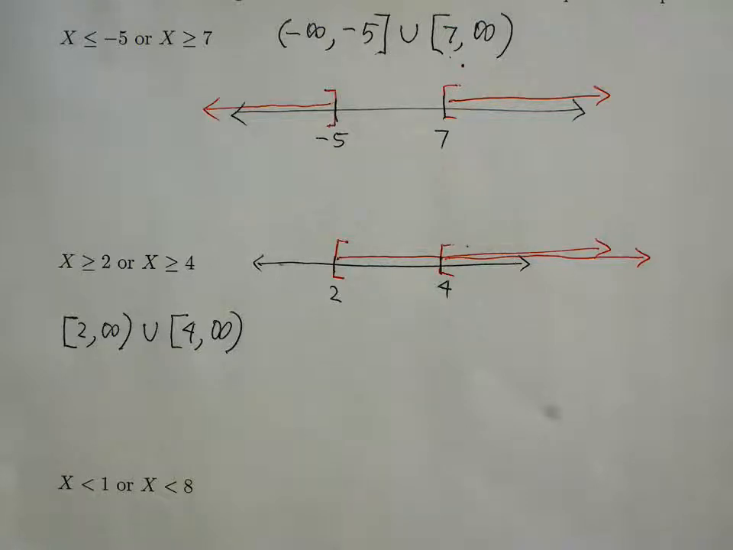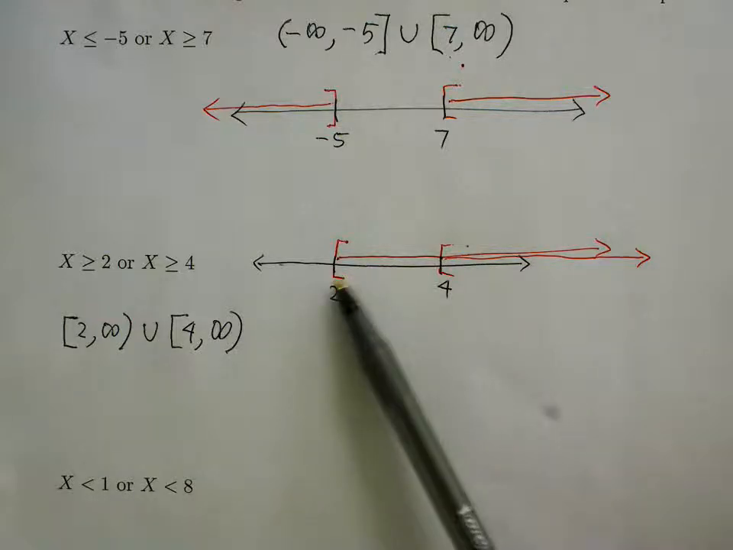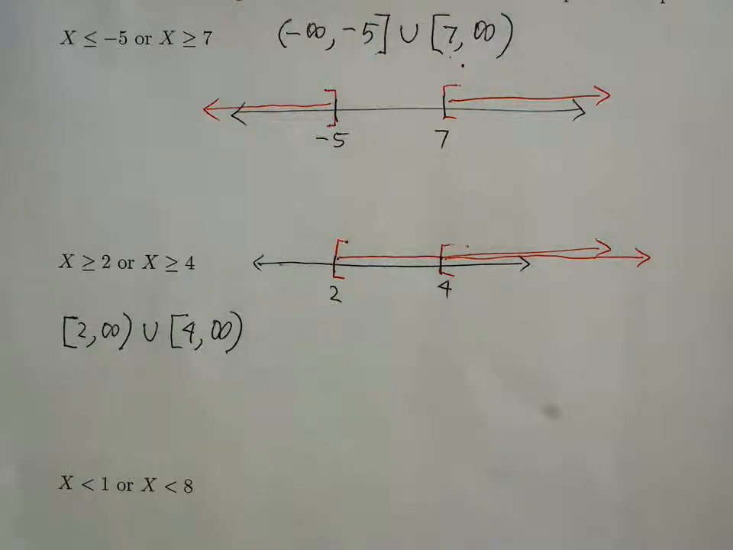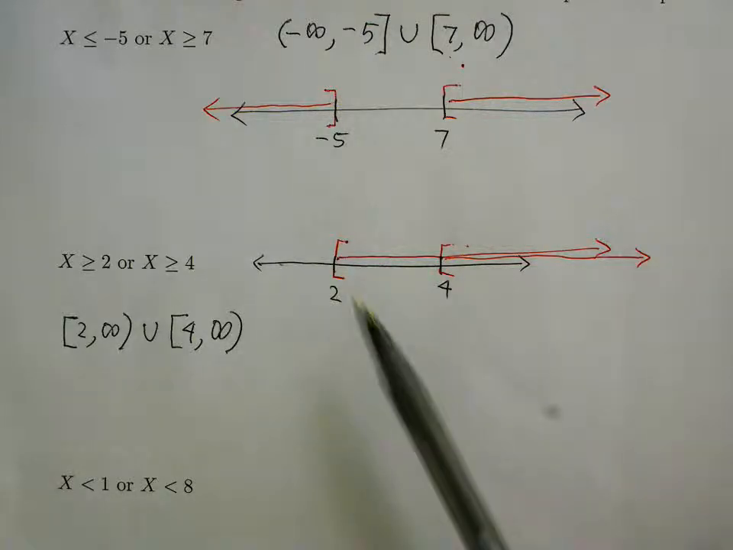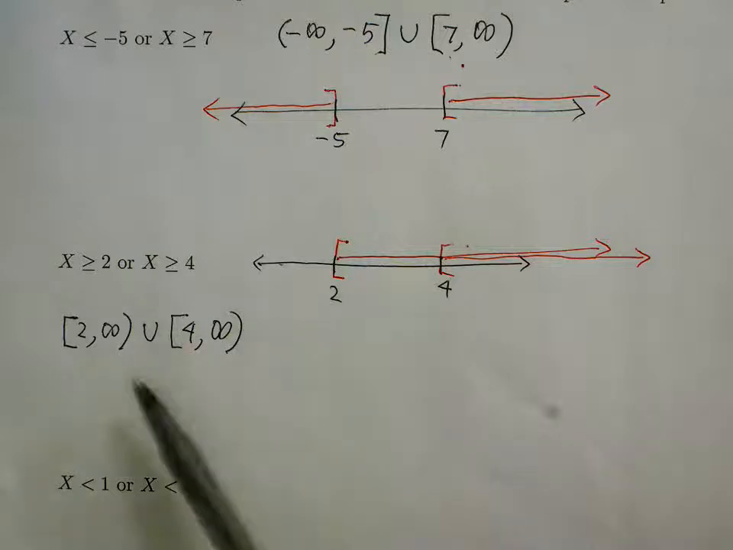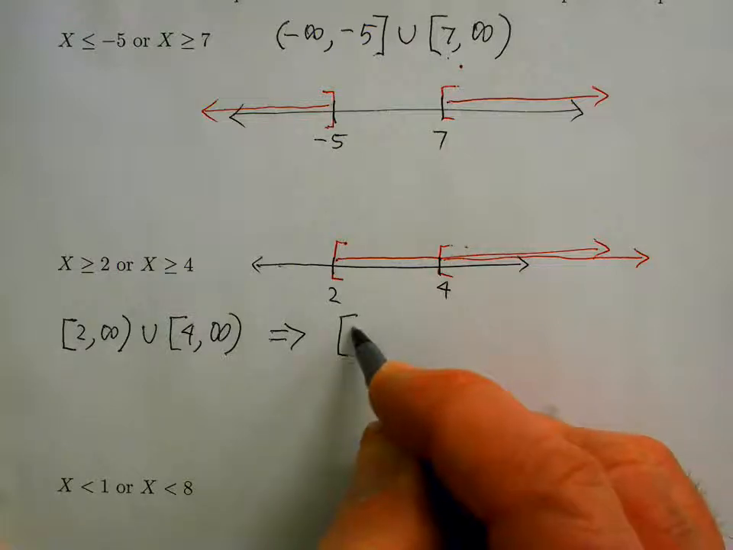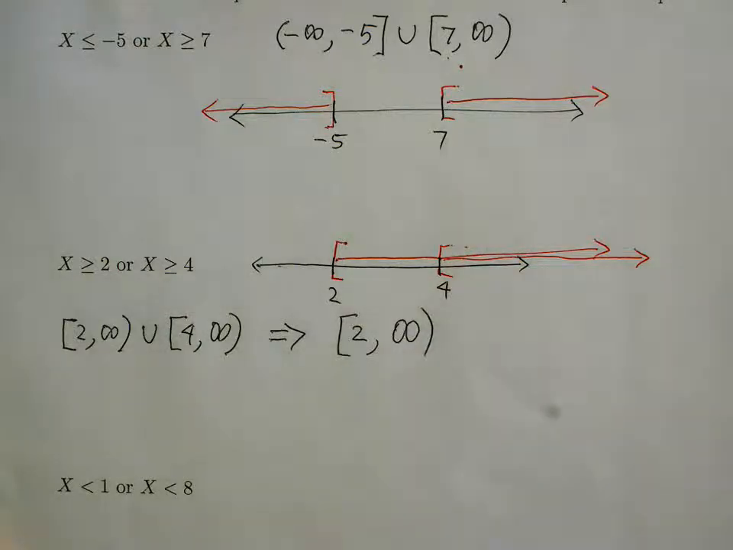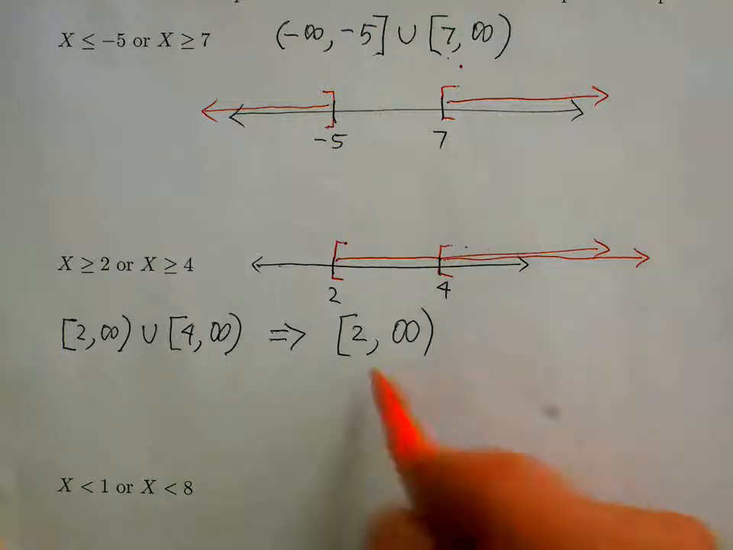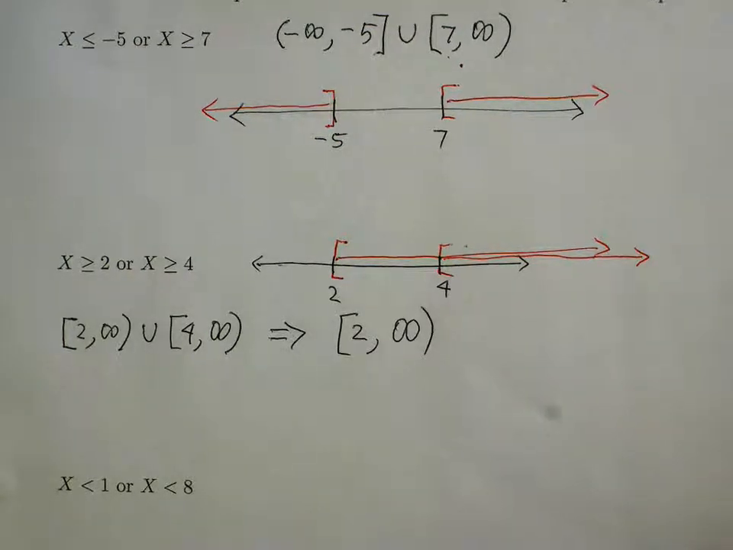So what's the union? Note that the numbers from 4 to infinity are already in the other set. They're already in the set from 2 to infinity. Do you see that? So the union then is just bracket 2 comma infinity. So this is the one that we want, the simplified interval notation.